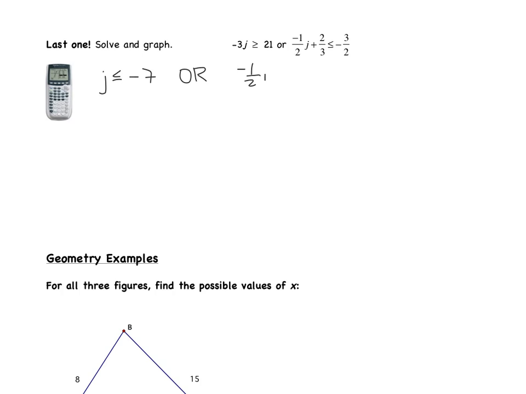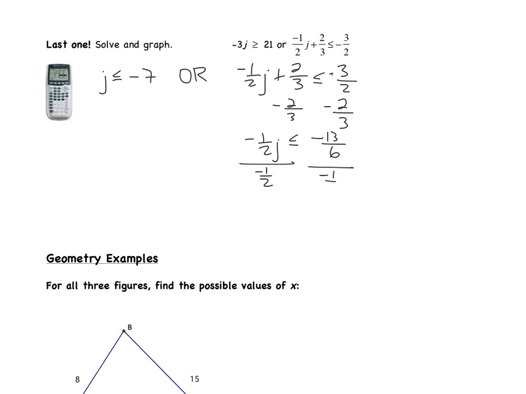The second inequality, I'm going to guess, gave us all some issues. First thing that you should have done is subtract 2/3 from both sides. So I get -1/2 j is less than or equal to -13/6. Next thing that you should have done is divide by that -1/2. So we get j is less than or equal to... Now hopefully you knew to put that -1/2 in parentheses. If you didn't, that would have messed you up. Once you do that, you get j is less than or equal to 13/3.